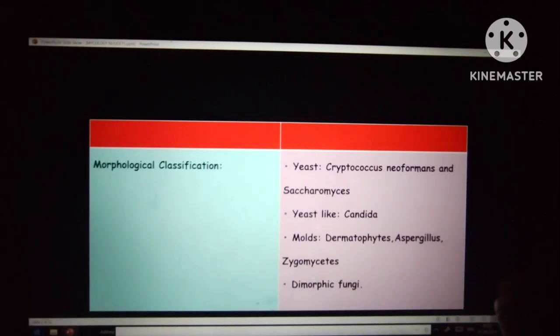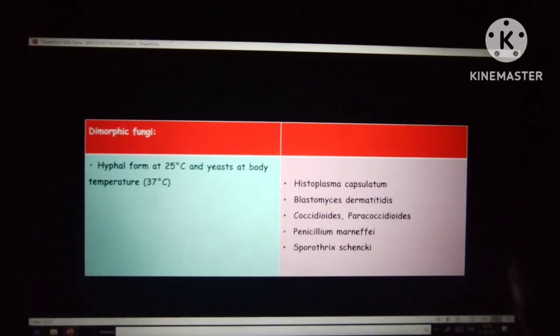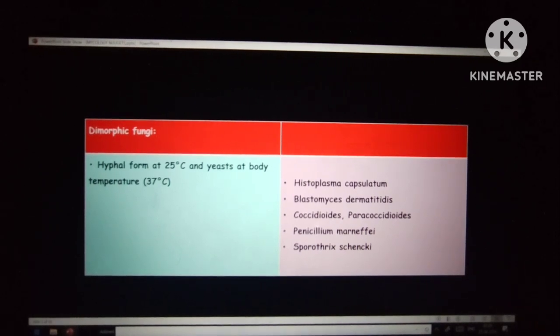Coming to dimorphic fungus, it is called dimorphic because di means double, so it exists as the hyphal form at 25 degrees Celsius and as the yeast form at 37 degrees Celsius. So it is called a dimorphic fungus. The fungi coming under this classification are Histoplasma capsulatum, Blastomyces dermatitidis, Coccidioides, Paracoccidioides, Penicillium marneffei, and Sporothrix schenckii.